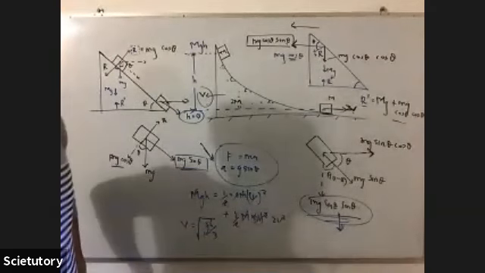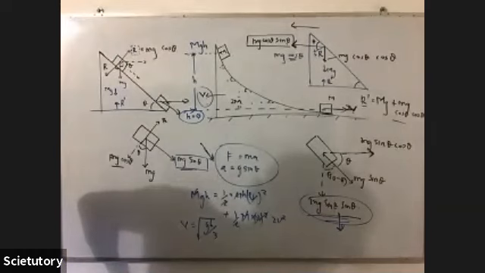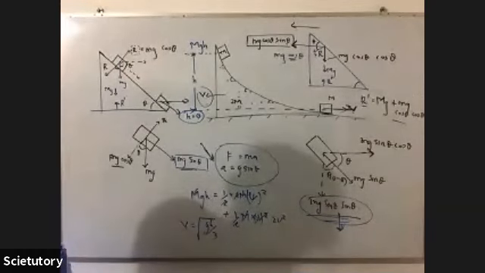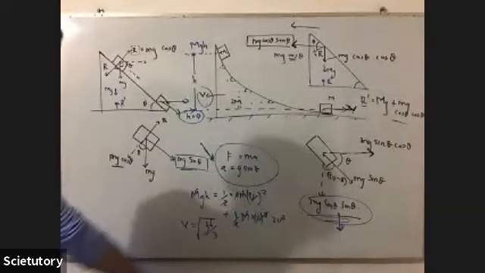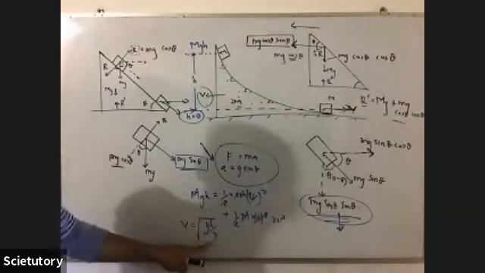Excuse me, sir. Yes, you can ask. Sir, can you please say how it can be gh over 3? Can't it be gh over 2? How did you get gh over 3? So this is 2v squared, this is v squared, so when you add, it is 3v squared. So 3 is going here.